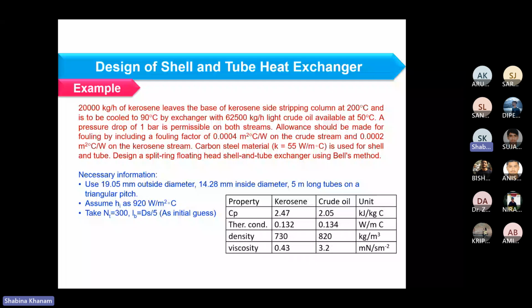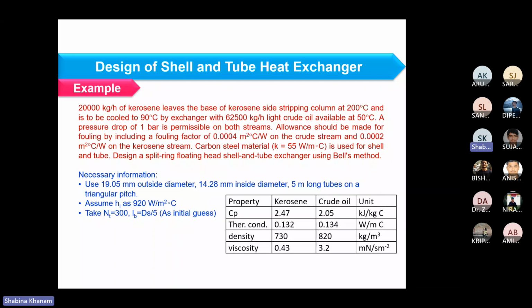So good morning to you all. In today's class, we will discuss again the shell and tube heat exchanger design. And if you consider the previous class, there we have focused on Bell's method. And this Bell's method is specifically for shell side design of shell and tube heat exchanger. Tube side design will remain same as we have discussed in previous approach, which is like Kern's method. I should not say Kern's method because that is general method.